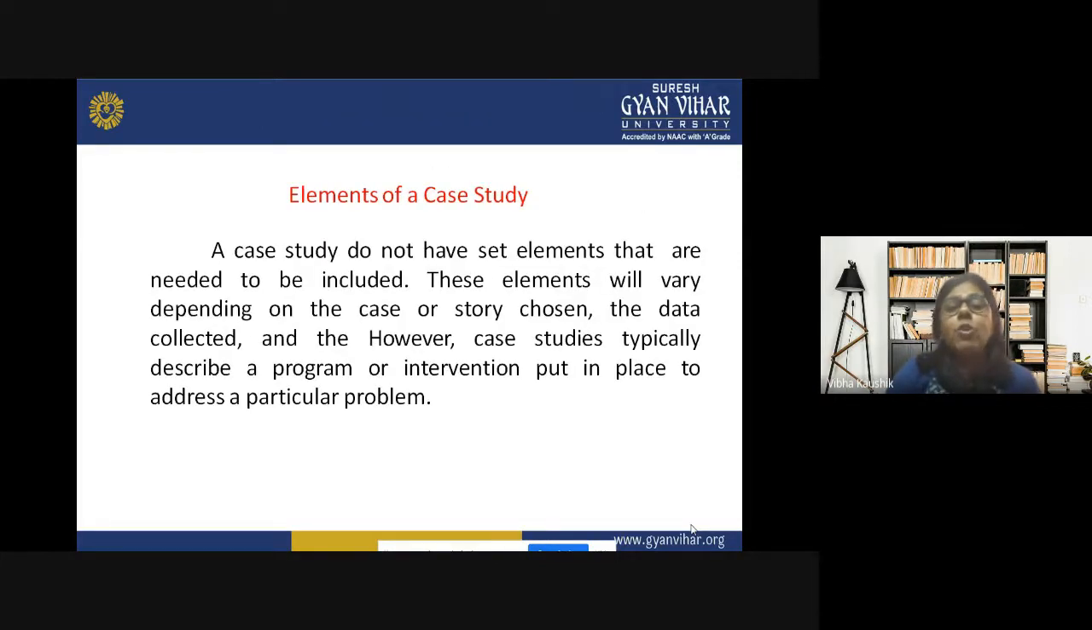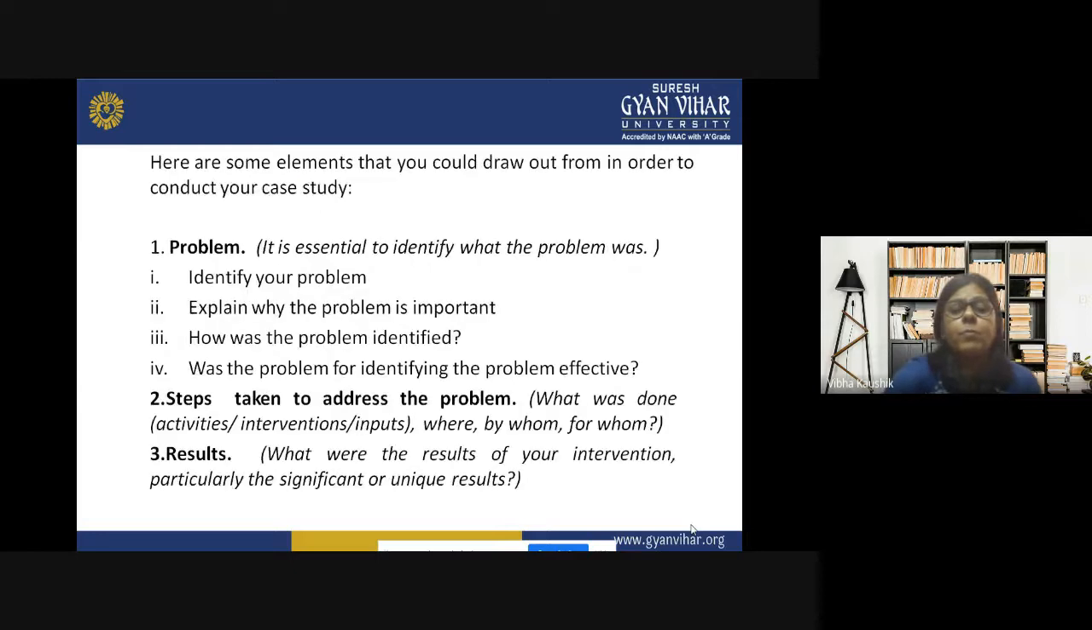Now, elements of a case study. A case study does not have set elements that need to be included. These elements may vary depending on the case or story chosen and the data collected. However, case studies typically describe a program or intervention put in place to address a particular problem. Here are some elements that you could draw from in order to build your case study.